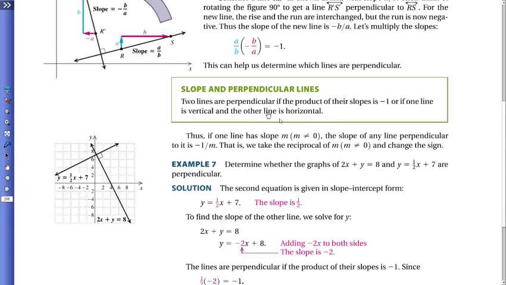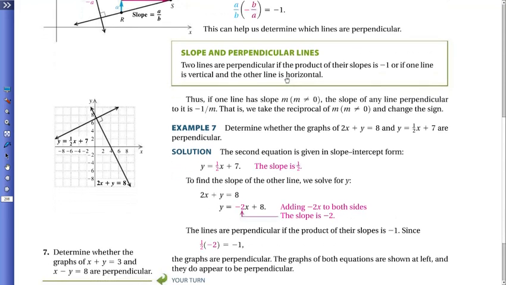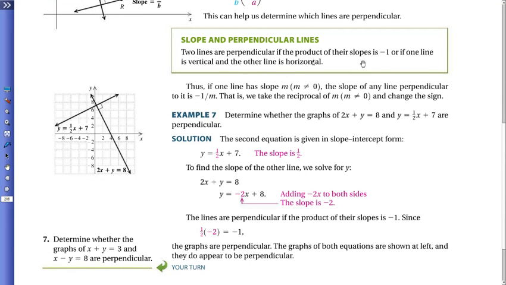And then it says if one line is vertical and the other line is horizontal, they are perpendicular. If one's vertical, then we know its perpendicular line is horizontal. The reason they do this is that with vertical lines we have no slope, so how do you multiply something by a non-number and get -1? That's a special case, but it's good to remember that there's a relationship if they're perpendicular.